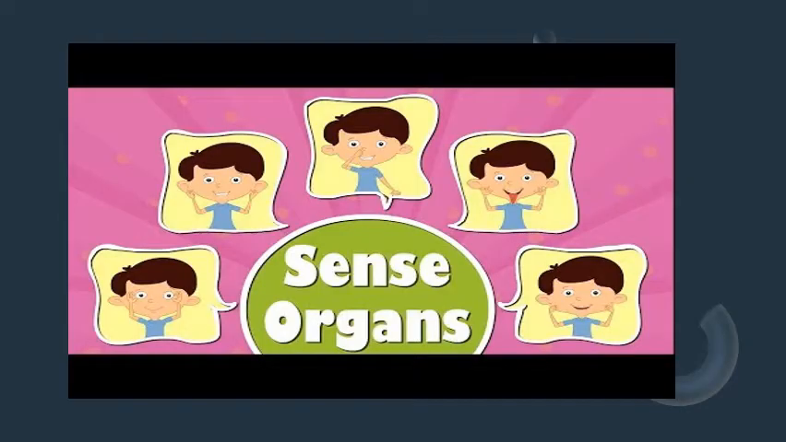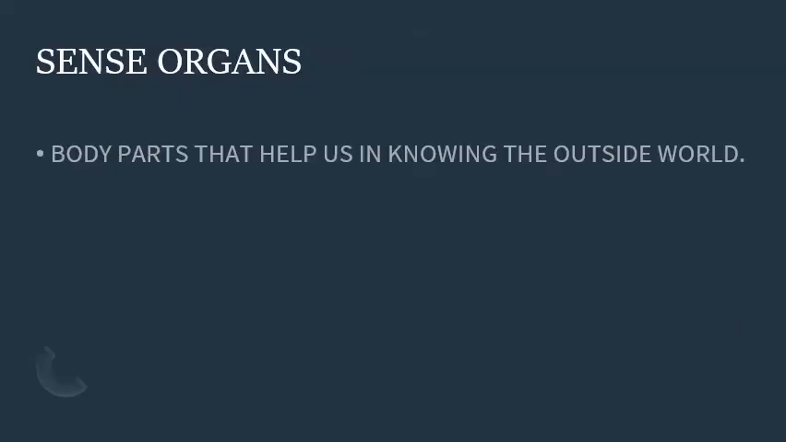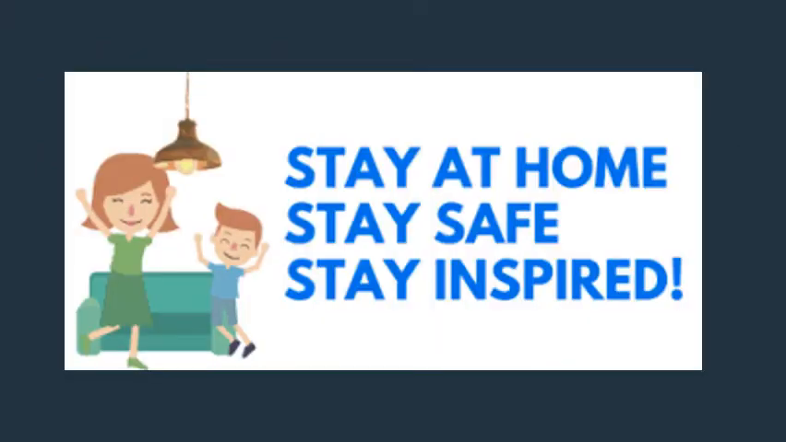Next is the sense organs. What do you understand by sense organs, children? Sense organs means the organs in our body which help us in knowing the outside world. What are the body parts that help you to know the outside world? It is the eyes, nose, ears, tongue and skin, which we will be learning more about in the next video.